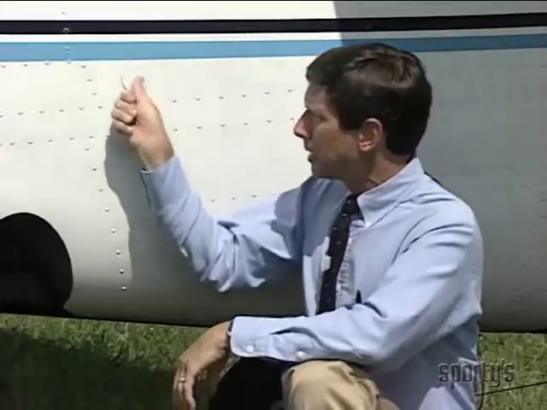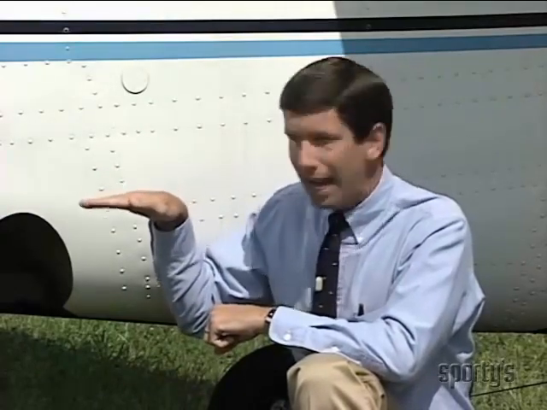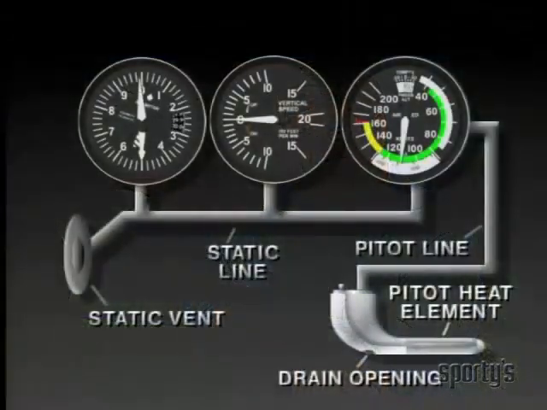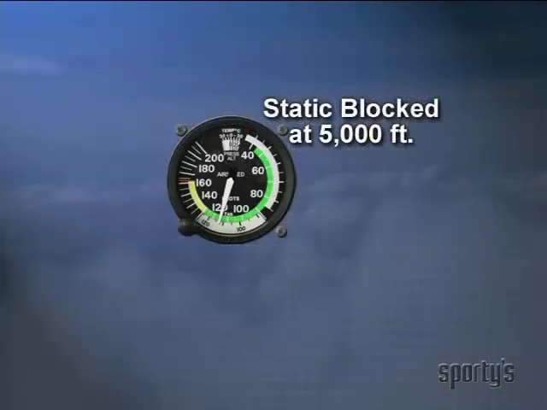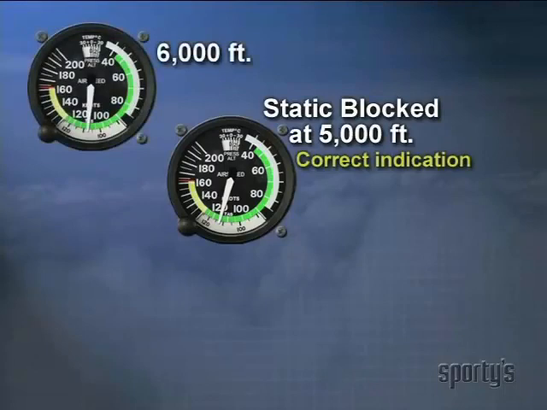If the static source becomes blocked and the airplane climbs or descends, the altimeter will continue to indicate the altitude where the blockage happened, and the vertical speed indicator will stay at the 0 point. The airspeed indicator measures the difference between static and pitot, or ram pressure. At the altitude where the static was blocked, the airspeed indicator will be correct. At a higher altitude, the airspeed indicator will indicate an airspeed lower than correct.